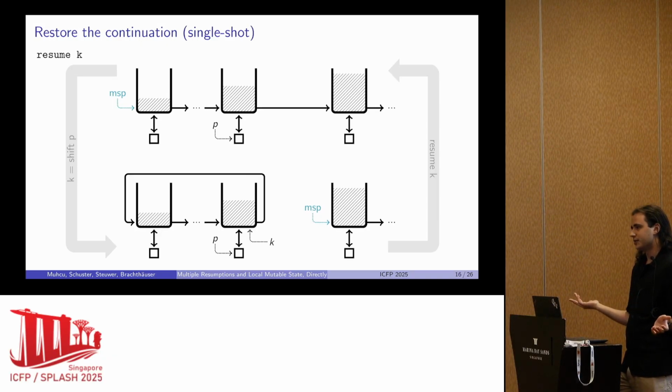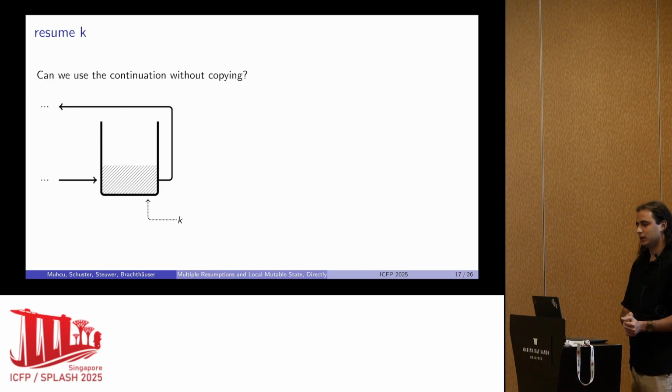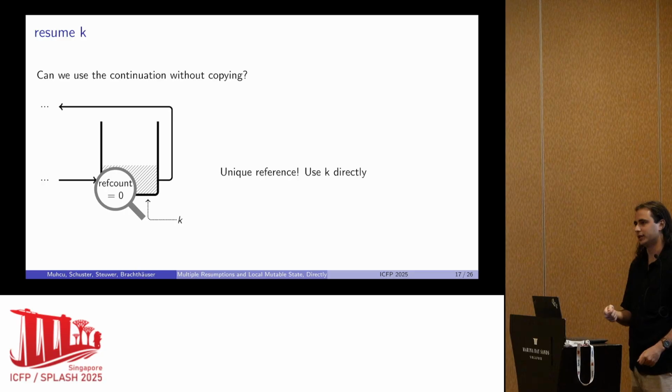And if we only had single-shot handlers, then we could just reverse this operation to resume a captured continuation. But since we also have multi-shot handlers, there are a few things to consider first. First, we need to see whether we need to copy the continuation. For that, we look at the reference counter of the stack, and if it is 0, meaning that there are no other references to this, then we know that we don't have to copy it. Otherwise, if it is not 0, then we must copy.